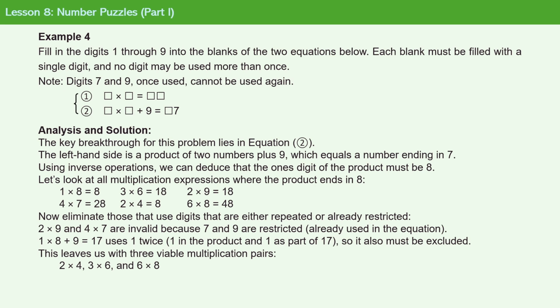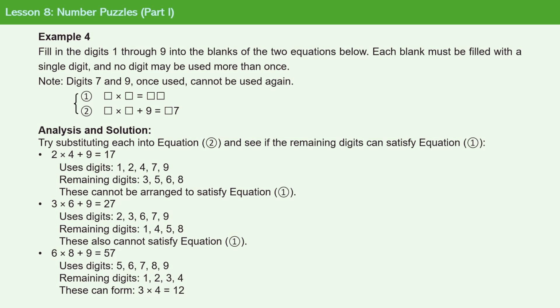Let's look at all multiplication expressions where the product ends in 8. Now eliminate those that use digits that are either repeated or already restricted. 2 times 9 and 4 times 7 are invalid because 7 and 9 are restricted. 1 times 8 plus 9 equals 17 uses 1 twice, so it also must be excluded. This leaves us with 3 viable multiplication pairs, 2 times 4, 3 times 6, and 6 times 8.